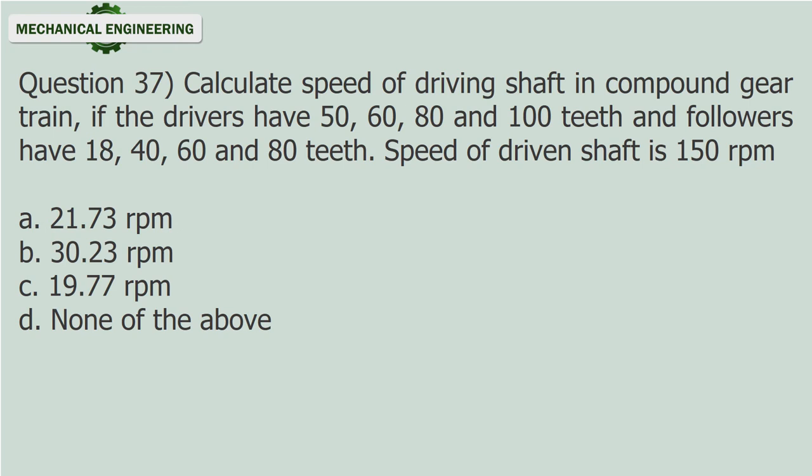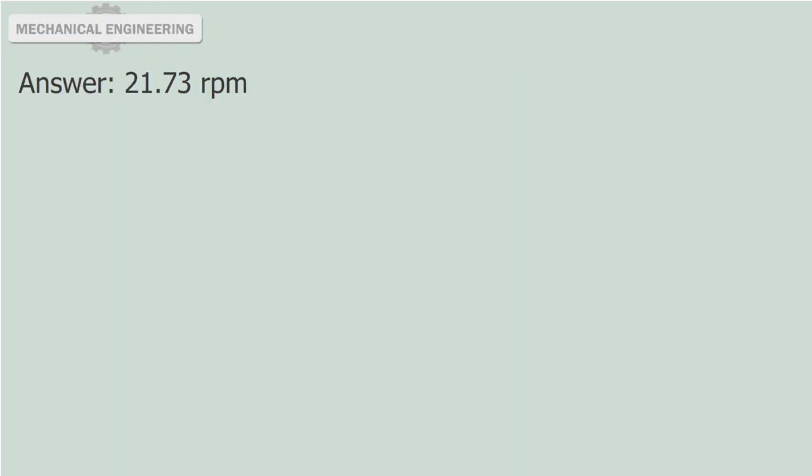Question 37. Calculate speed of driving shaft in compound gear train if the drivers have 50, 60, 80 and 100 teeth and followers have 18, 40, 60 and 80 teeth. Speed of driven shaft is 150 revolutions per minute. A. 21.73 revolutions per minute. B. 30.23 revolutions per minute. C. 19.77 revolutions per minute. D. None of the above. Answer: 21.73 RPMs.